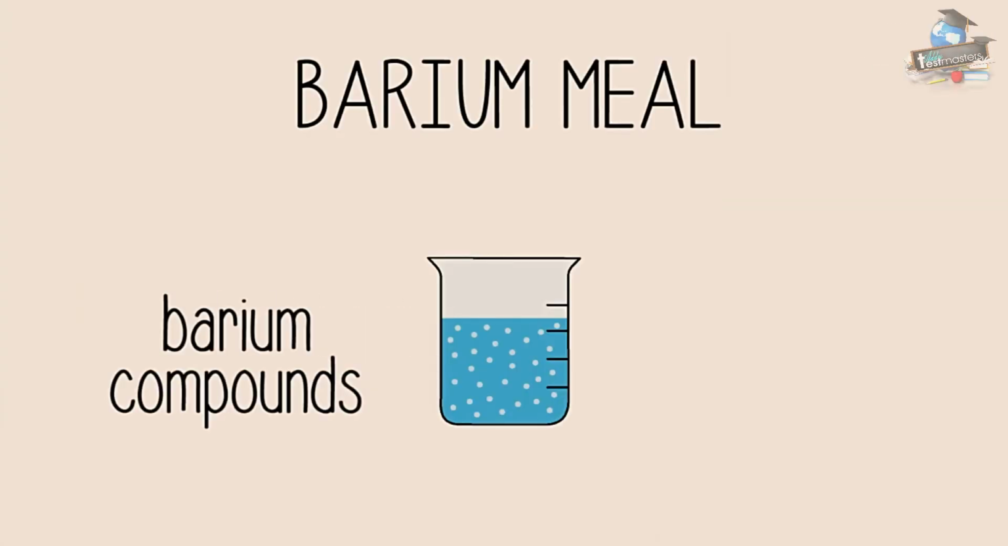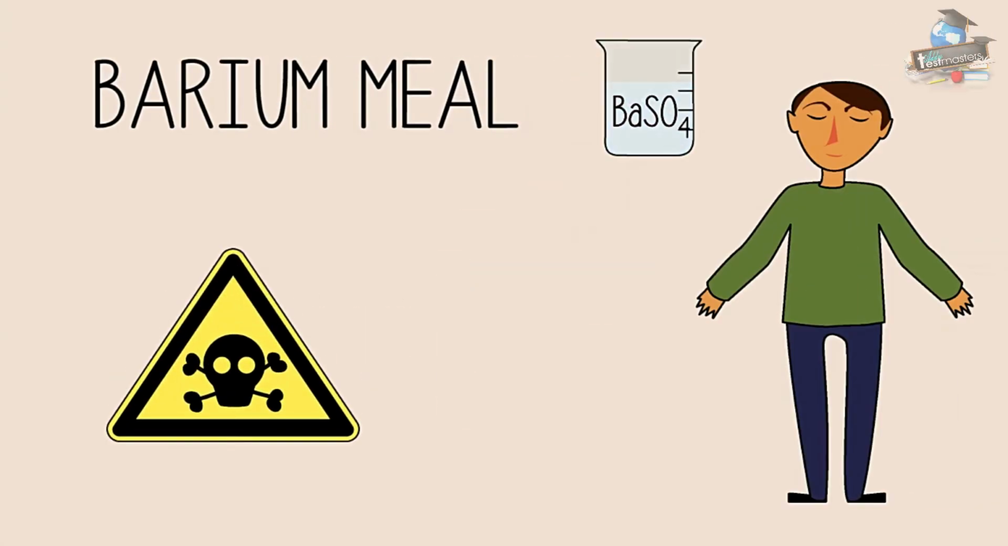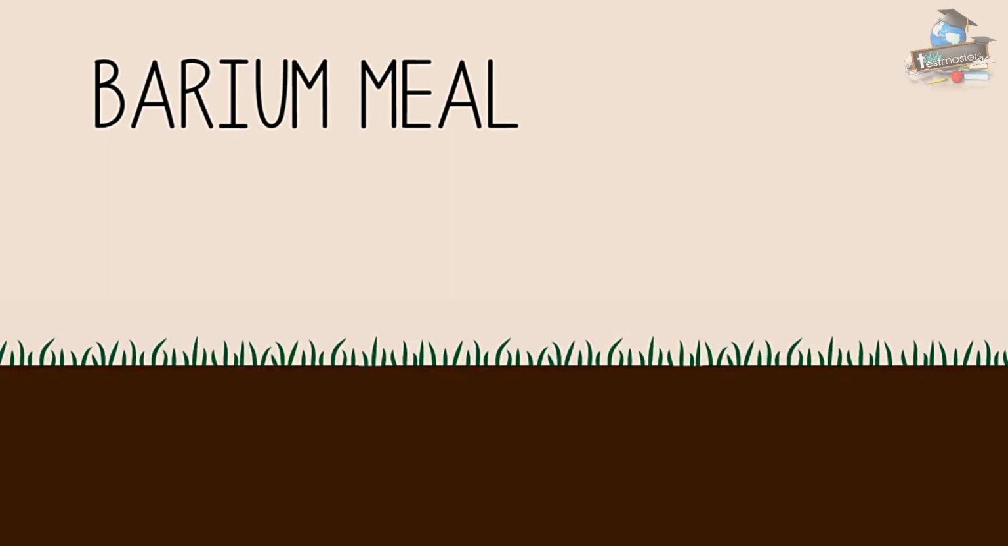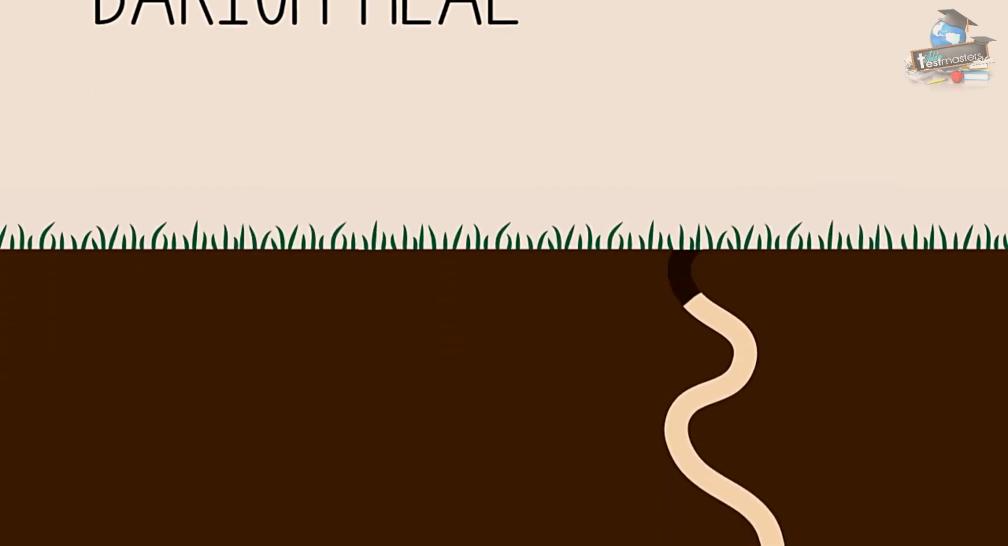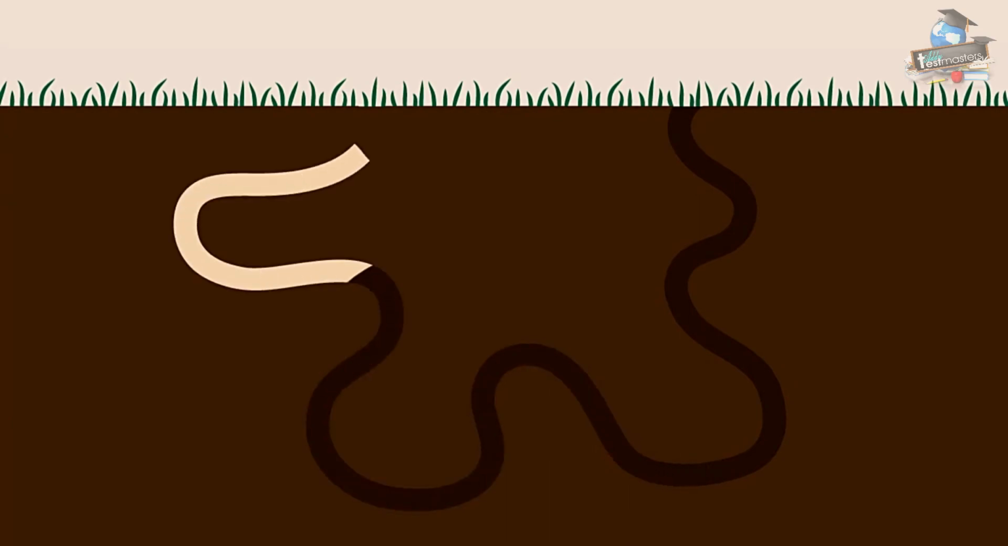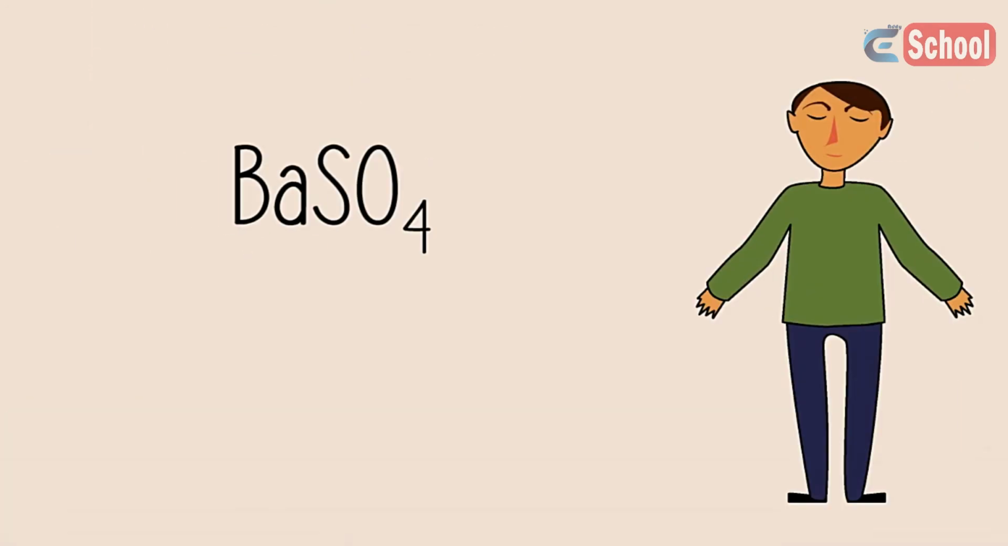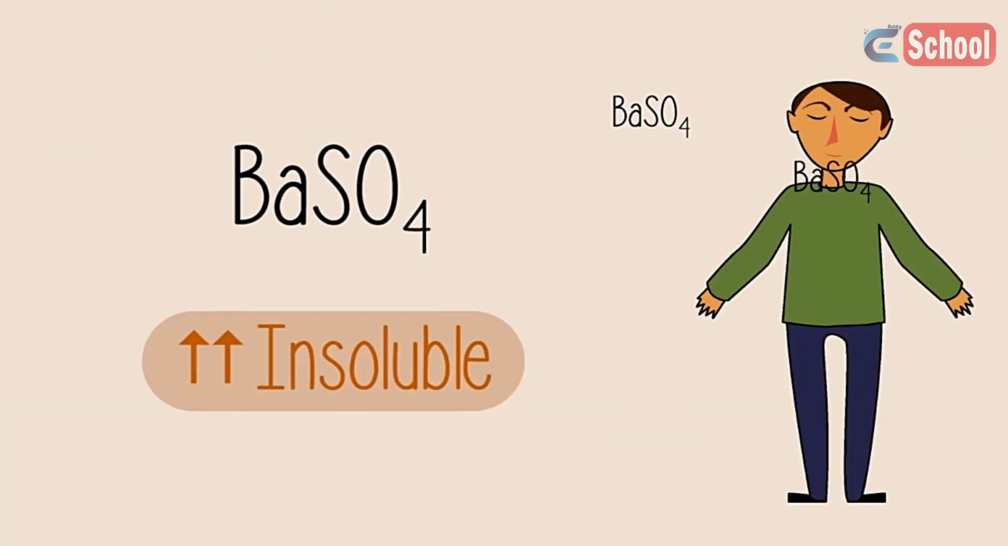Most barium compounds are highly toxic. However, the ingested barium meal can safely pass through your body without being absorbed. The barium meal is a bit like a worm crawling through the soil. The worm, like the barium meal, is not absorbed by the soil and passes through intact. When it comes out of the soil, the worm is still a worm.